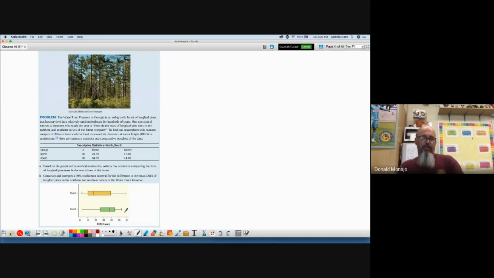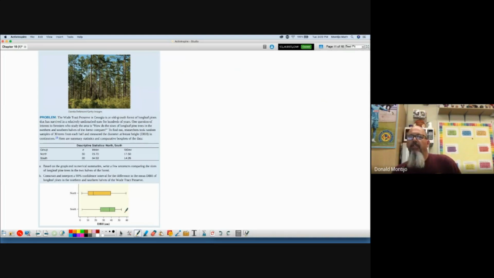The Wade Tract Preserve in Georgia is an old growth forest of longleaf pines that has survived in a relatively undisturbed state for hundreds of years. One question of interest to the foresters who study the area is how do the sizes of the longleaf pine trees in the northern and southern halves of the forest compare? To find out, researchers took random samples of 30 trees from each half and measured the diameter at breast height in centimeters. Here are summary statistics and comparative box plots of the data. Based on the graph and numerical summaries, write a few sentences comparing the sizes of the longleaf pine trees.